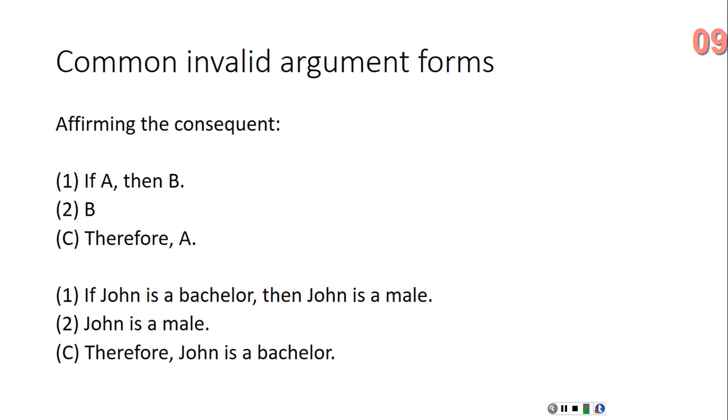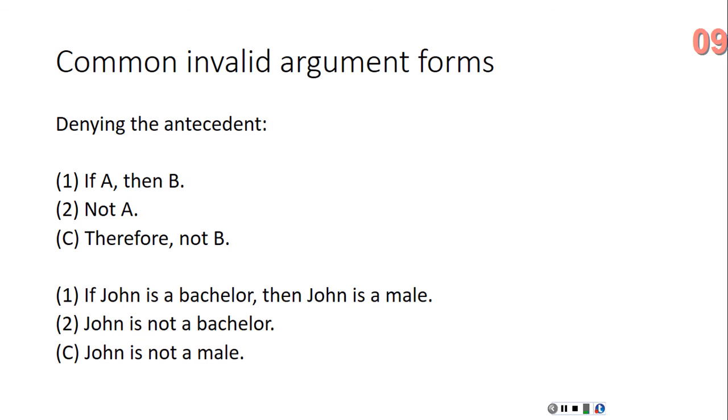However, if John is married, then we can see that the conclusion is false. If John is married, then John is not a bachelor. So here we have a case where you have true premises and a false conclusion. Whenever you have that, you have an invalid argument, because you have a case where it's possible for the premises to be true and for the conclusion to be false.